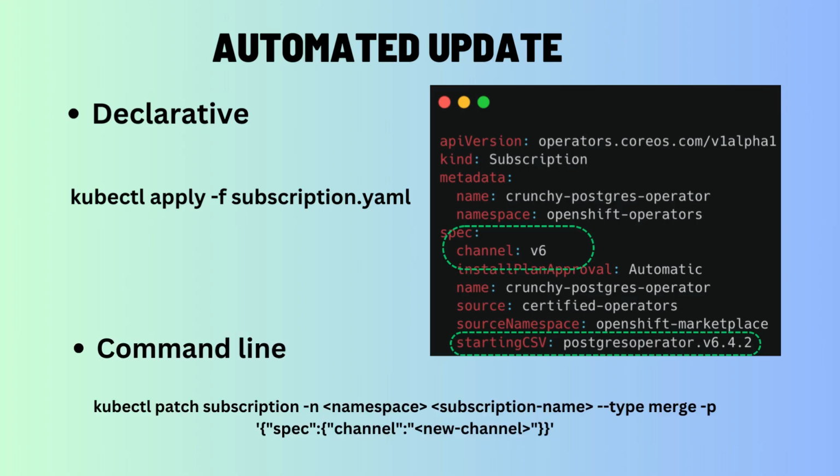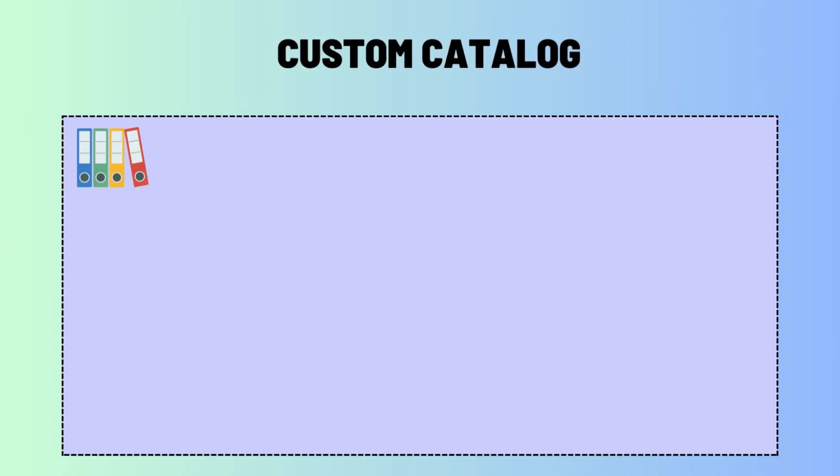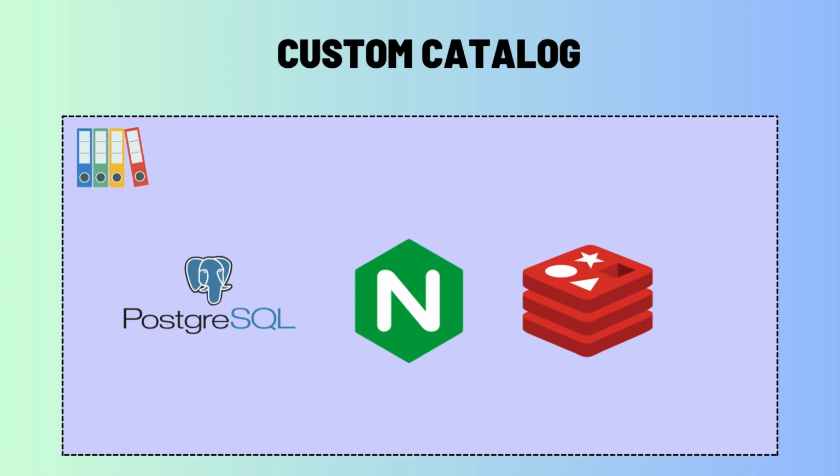One of the standout features of OLM is the support for custom catalogs. Imagine you have a specific set of operators tailored to your organization's unique needs. OLM allows you to create custom catalogs, curate your own collection of operators, and define policies for their usage. This means you have full control over the operators available to your teams, ensuring that only the trusted and approved ones are within reach.